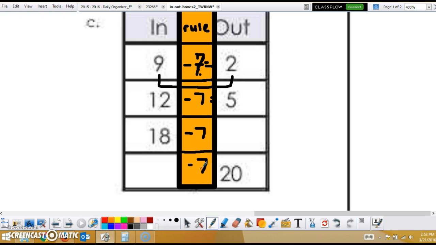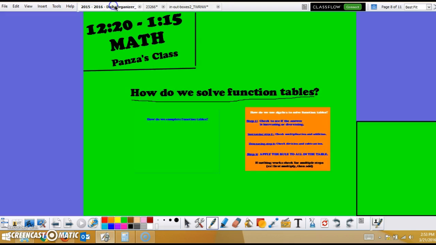So make sure that you know how to use algebra and open number sentences to find the rule and then apply the rule during input and output boxes. I hope this video helps you solve function tables using algebra.